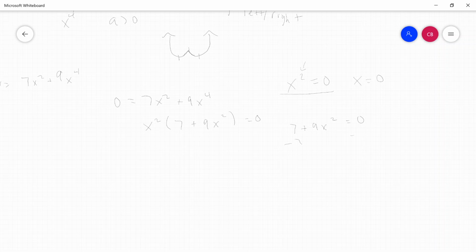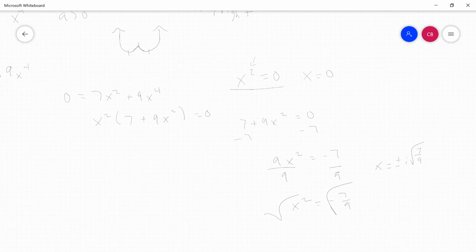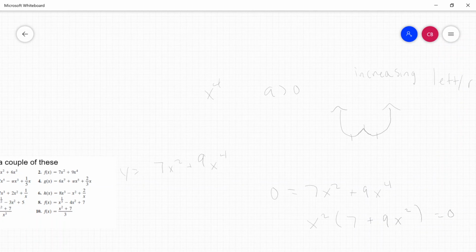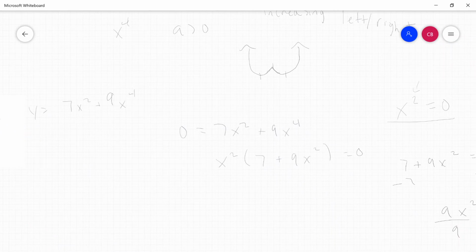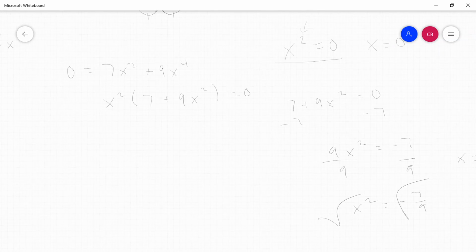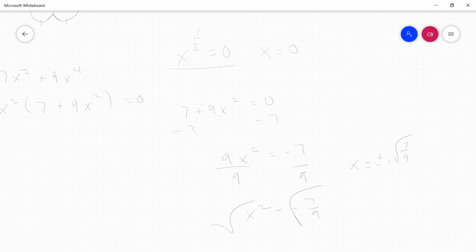We subtract 7. We divide by 9. X equals plus or minus i square root of 7 over 9. So obviously this does not have any more zeros. This is the only real zero, so that's the only one we can graph, the x equals 0. Because remember, this one is imaginary.